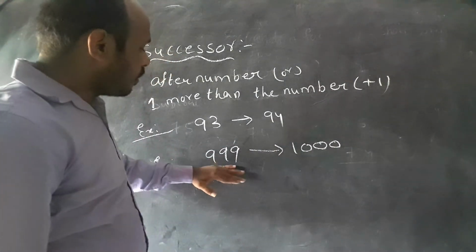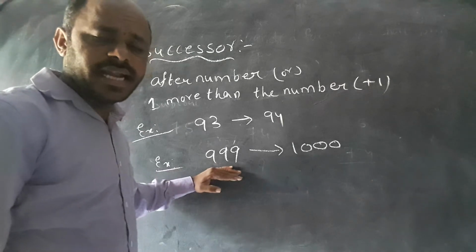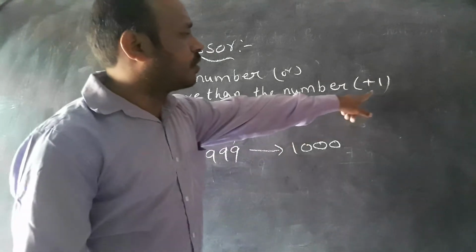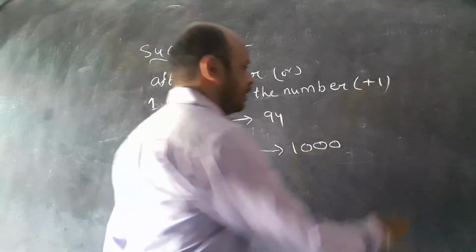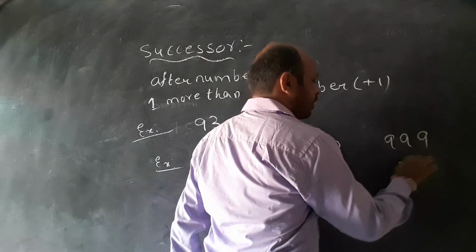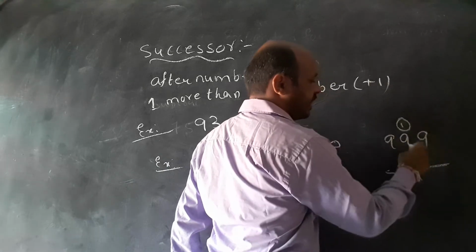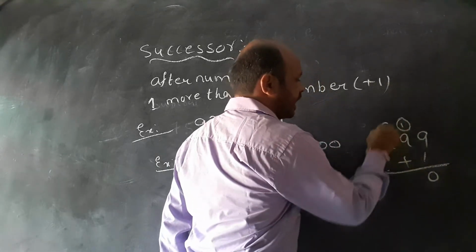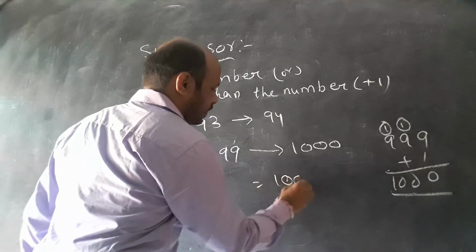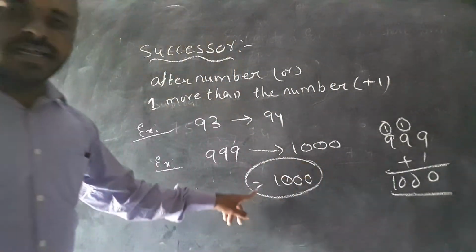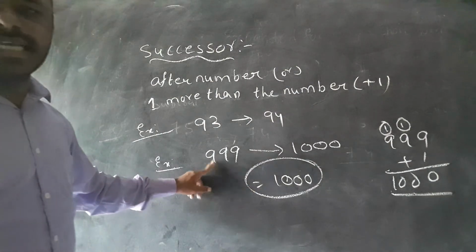If you are not getting it directly, then the second way is to add 1. 999 plus 1: 9 plus 1 is 10, write 0 and carry 1. 9 plus 1 is 10, again carry 1. What do we get now? 1000. The after number of 999 is 1000. 1000 is the successor of 999.